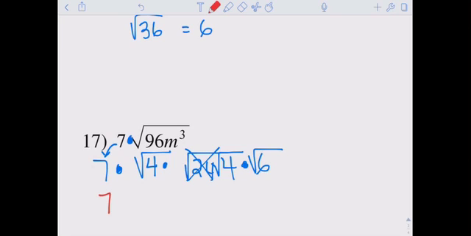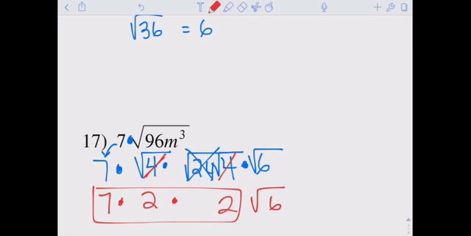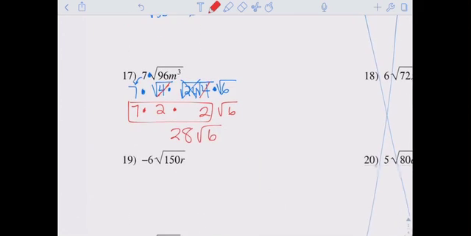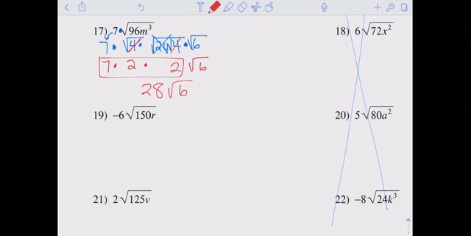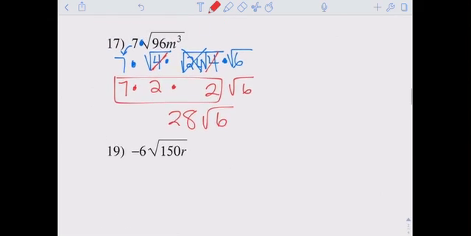7 times 2 times this 2, and then this is the square root of 6. So that gives us 7 times 4 is 28, square root of 6. Oh, goodness. Anyways, I need to reteach this tomorrow, because some of you will not look at this video.